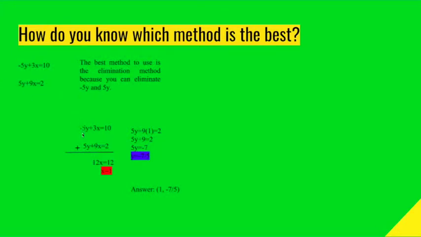For our last one, our equations are negative 5y plus 3x equals 10 and 5y plus 9x equals 2. The best method to use is the elimination method because you can easily eliminate negative 5y and 5y. Once you solve, your answer is 1, negative 7/5.